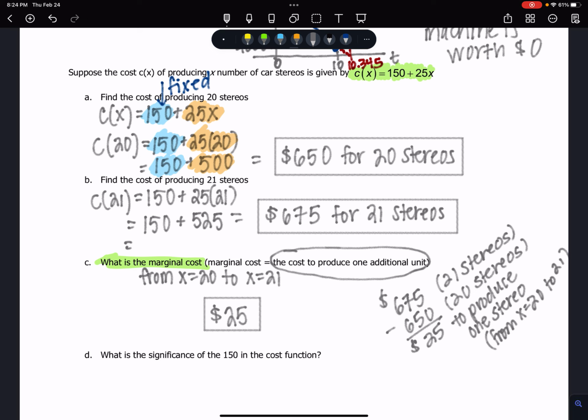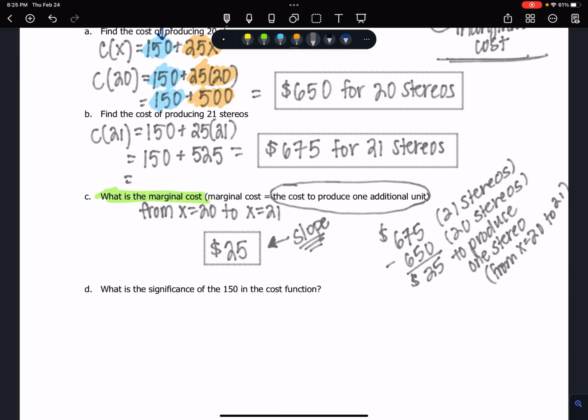Or there's another place I can look, and it happens to be the slope. Not sure if you heard that. Also happens to be the slope of the line. That's your marginal cost when your cost function is linear. So when your cost function is linear, it is the slope that is your marginal cost.